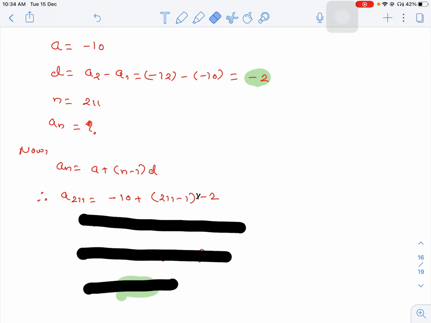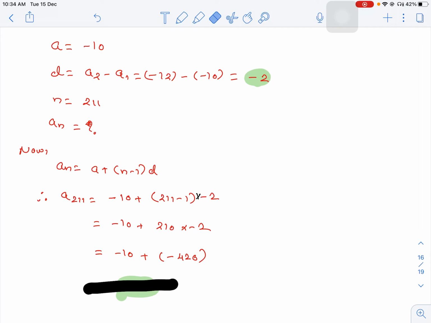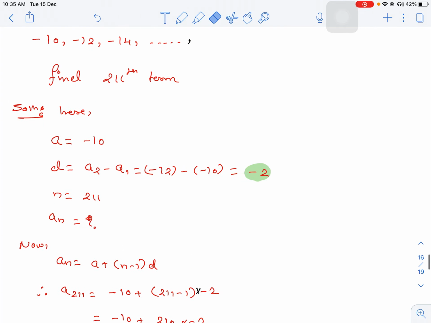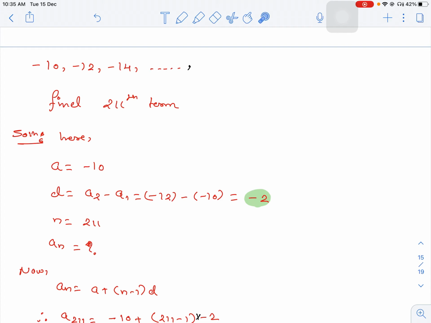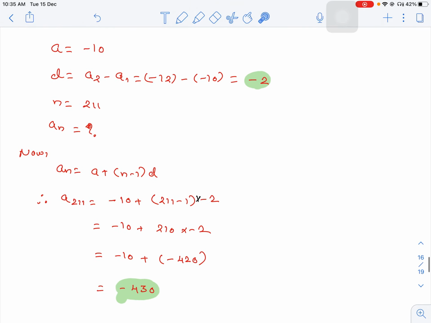So in the next step, first we have to solve this bracket, so minus 10 plus 211 minus 1, 210 into minus 2. Now this multiplication gives you minus 420. And now both of them have the same sign, so our final answer will be minus 430. So here what we have done: we had a list of numbers, and from this list of numbers we got the value of the 211th term.